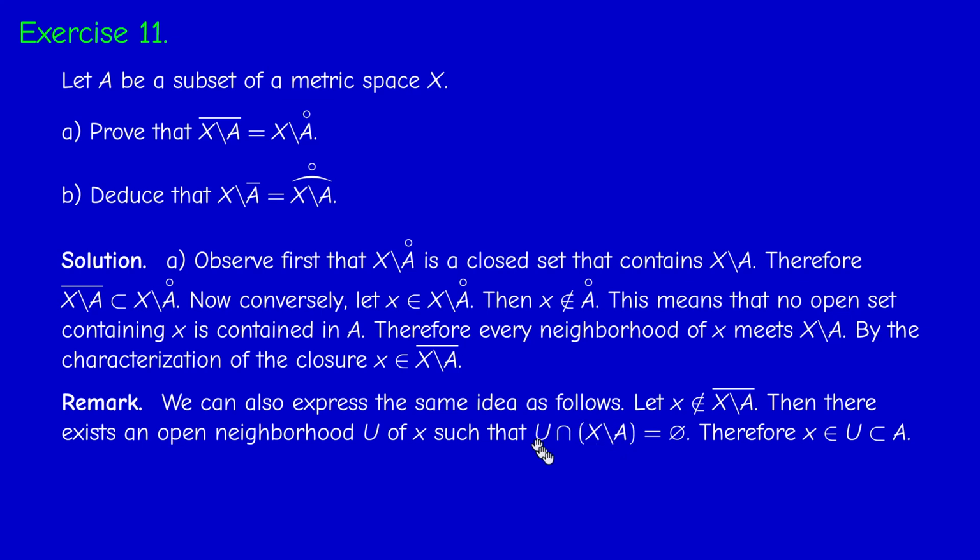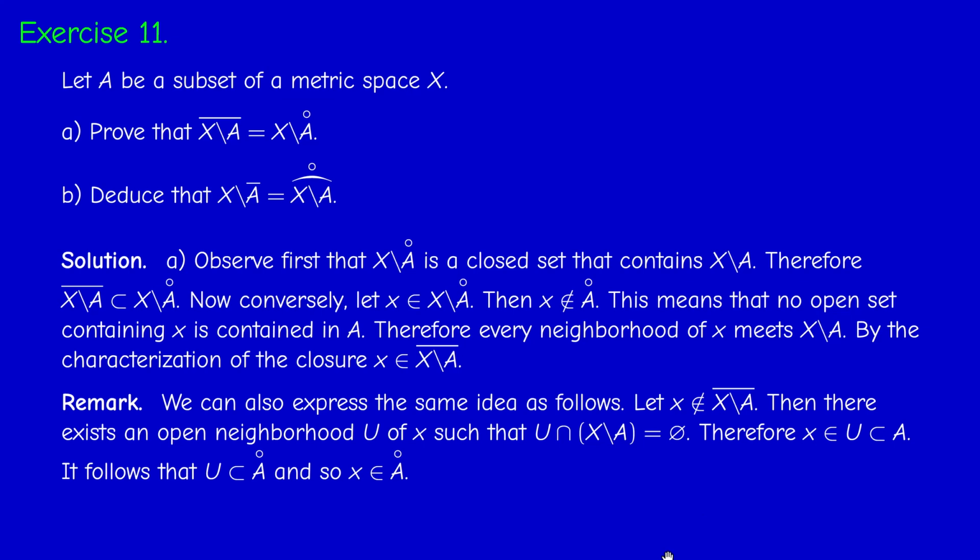What does it mean that U doesn't intersect the complement of A? It means that if Y is in U, then Y cannot be in the complement of A. If it's not in the complement of A, then necessarily it's in A. So set theory tells us that U is contained in A. So if U is contained in A and U is open, then U is contained in A°. And since X is in U, then X is in A°. So maybe this is a little bit easier, but it's the same idea actually.